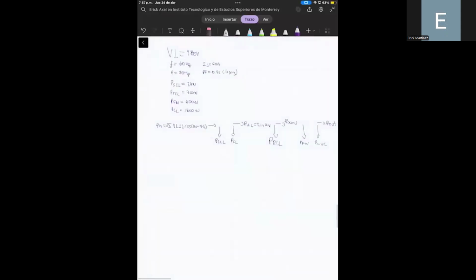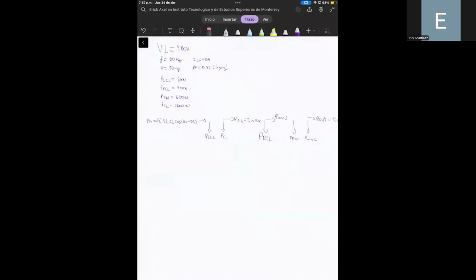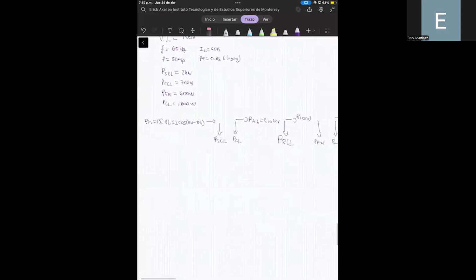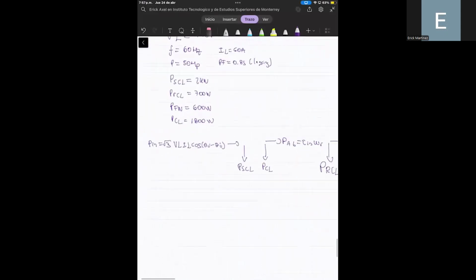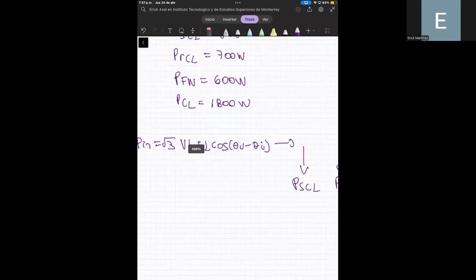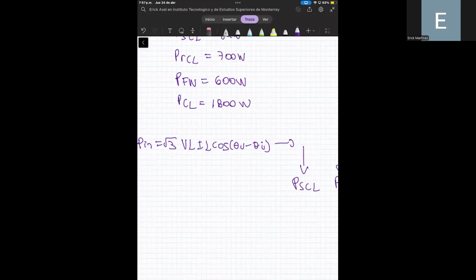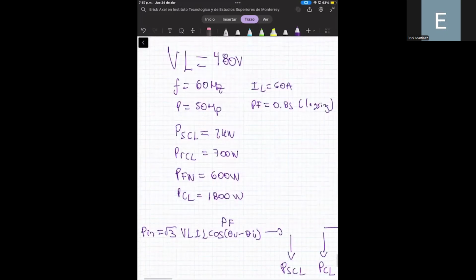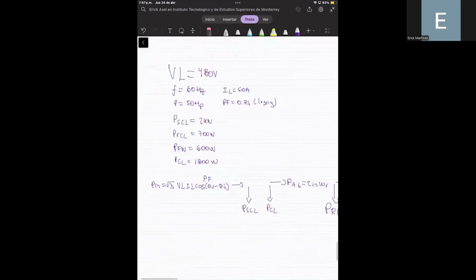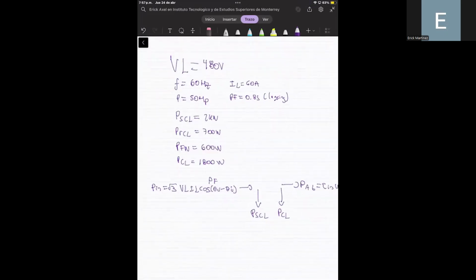First, we know that we have here the input power, no? And I have written the input power here in this section of my tablet. We know that the input power, based on the previous diagram, is the square root of 3 times the line voltage times the line current times the power factor. Remember that this is the power factor. And also I have written down in this section the data of the problem, no?